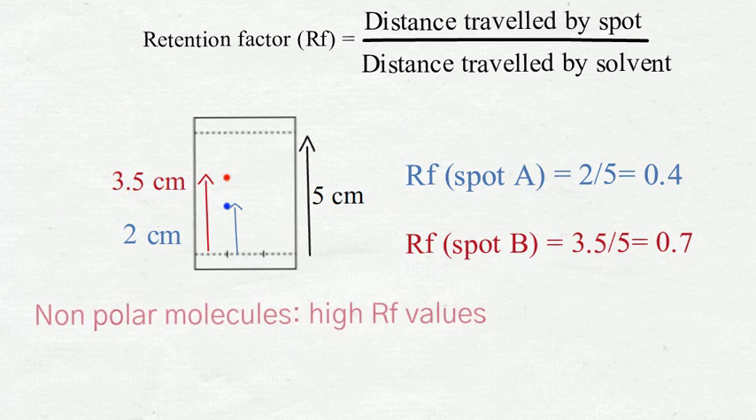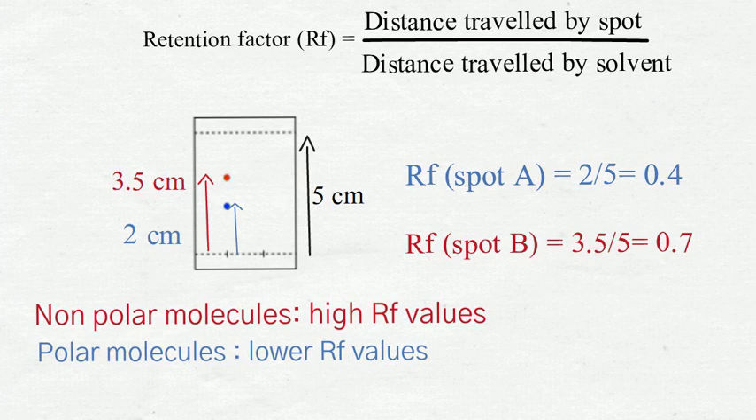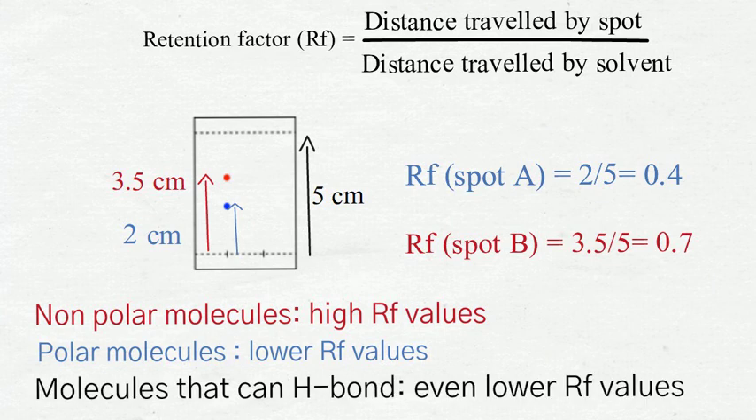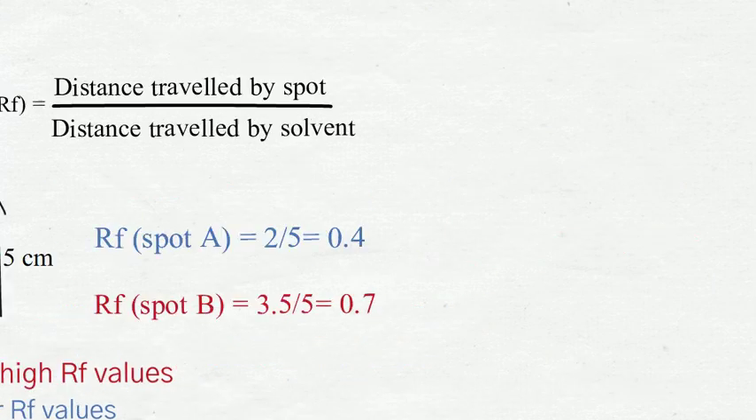Nonpolar compounds such as aromatics or alkenes have higher Rf values as they travel further up the plate because they have weaker interactions with silica gel. Polar molecules, on the other hand, have lower Rf values as they have stronger interaction with silica gel and move slowly. Polar molecules that can hydrogen bond, such as alcohols and carboxylic acids, have really low Rf values because they can hydrogen bond with the silica gel.